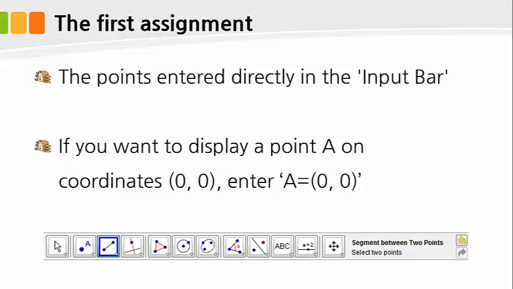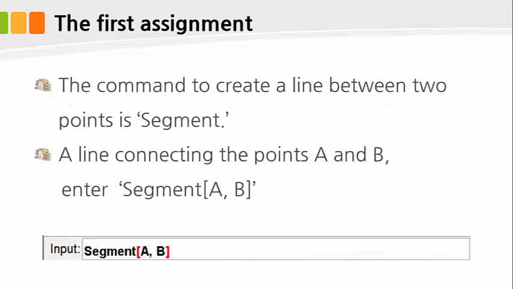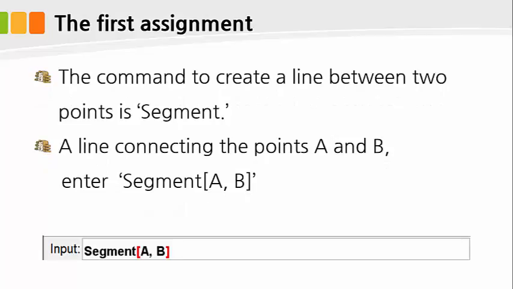All objects, including lines, can be created through the input bar. The command to create a line between 2 points is segment. In order to draw a line connecting the points A and B, enter segment A, B. The line that connects the points A and C can be drawn in the same way.